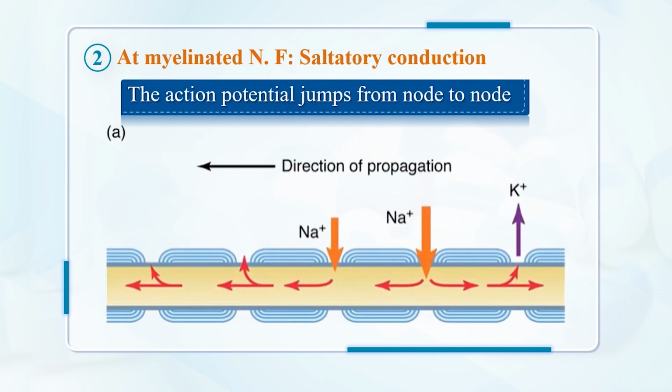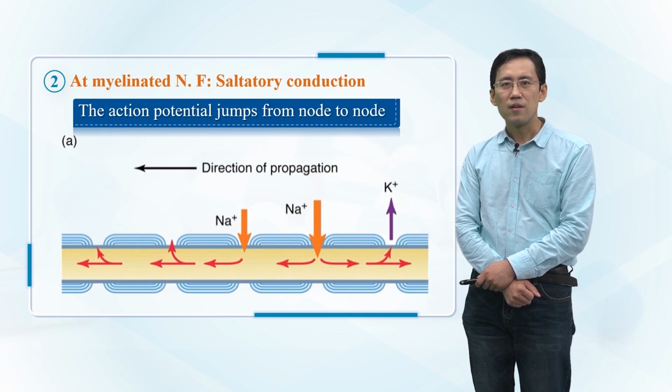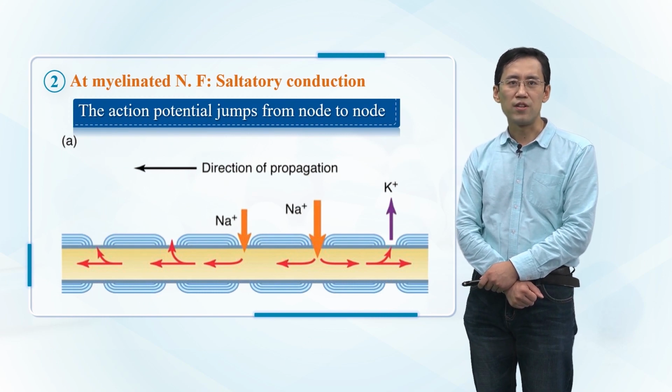But for the myelinated neural fibers, it's quite different. We call it saltatory conduction, which is the main form of transmission.